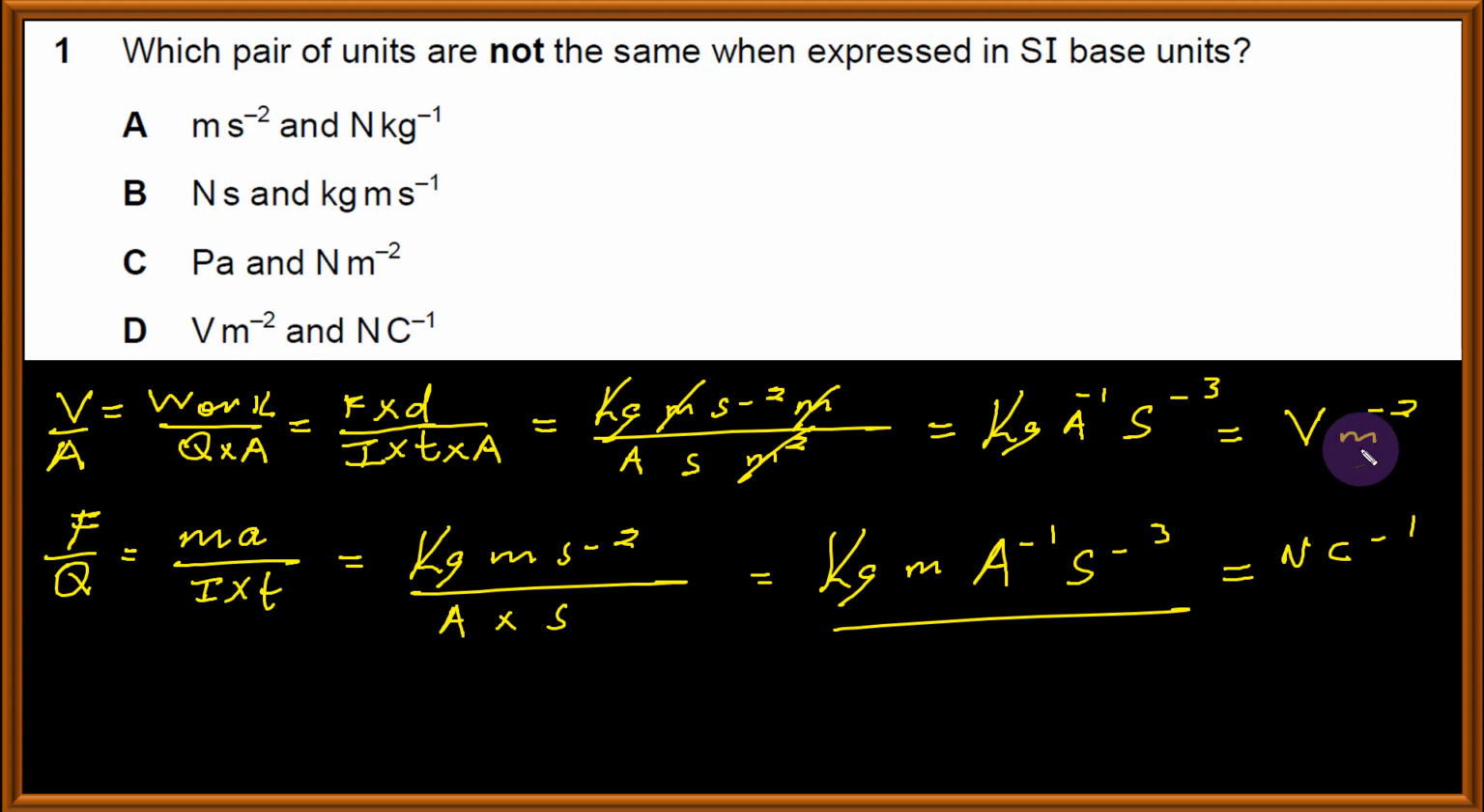But volts per meter squared is expressed as kilograms per ampere per seconds cubed. Now you definitely can see that since the base units are not the same, it follows that volts per meter squared is not the same as Newton per Coulomb. And that is why the choice was D. So in order to compare two units, whether they are the same or not, we need to convert each one of them into SI base units.